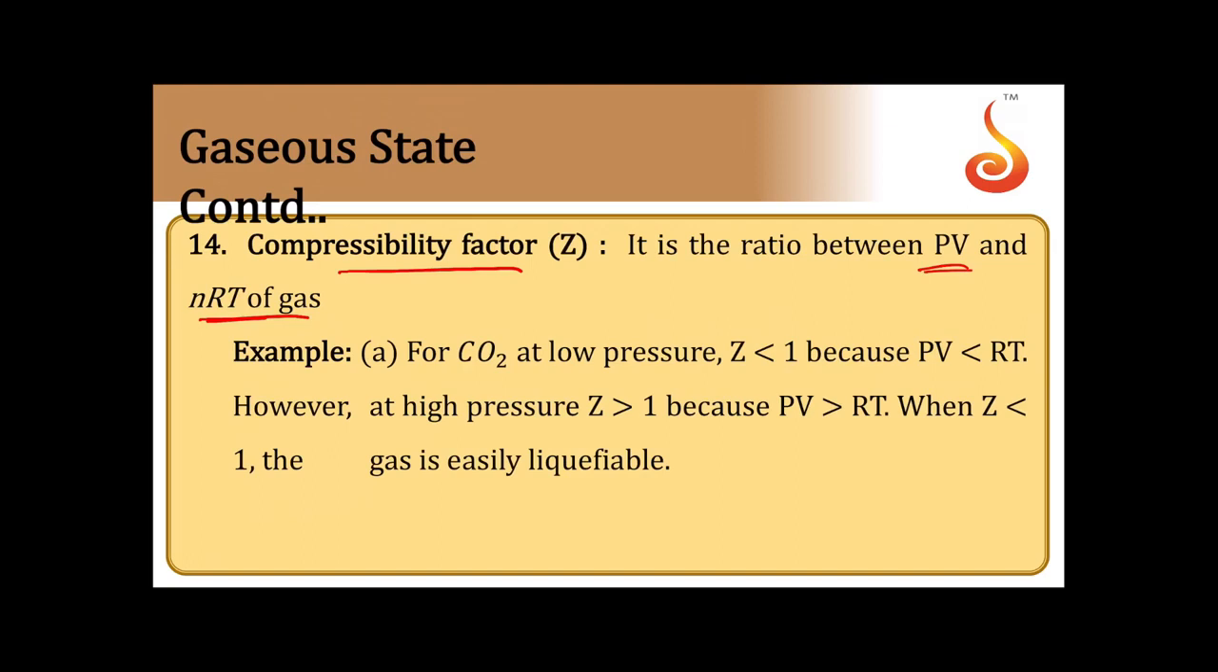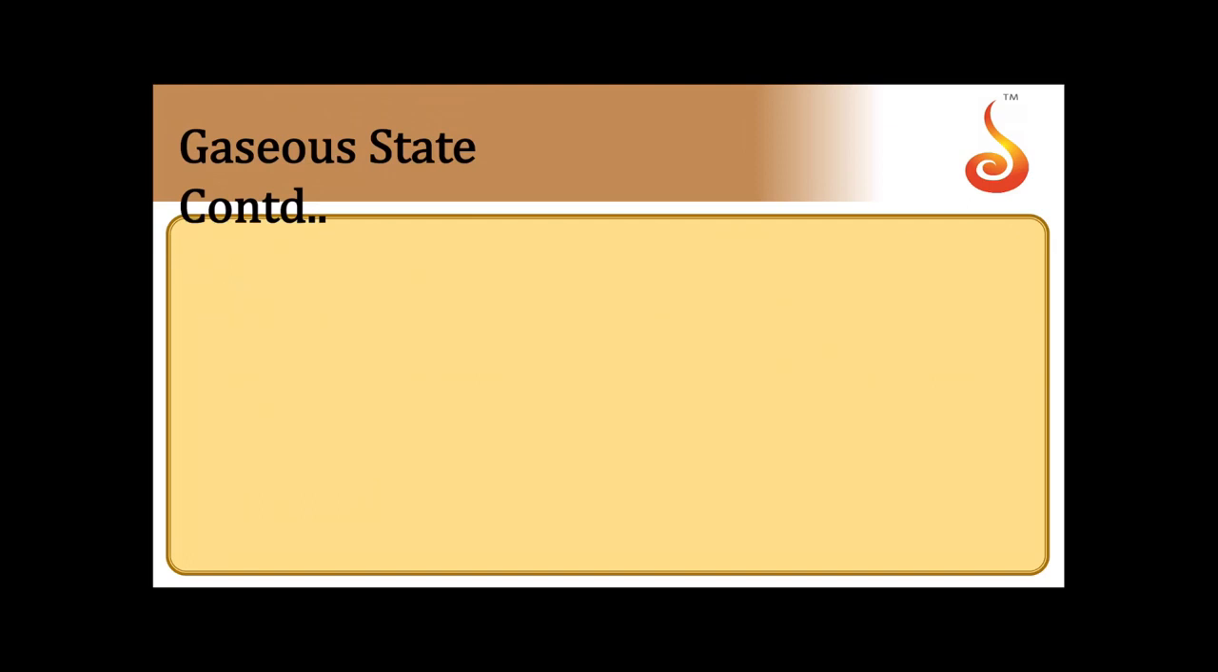Let us try to understand the ratio between PV and nRT through an example. Now, when you take the value of Z, which is equal to PV, say for 1 mole of a gas, it will be equal to PV by RT. So, for a given gas, at a given temperature and pressure, for an ideal gas, we expect a certain volume. At a given temperature and pressure, an ideal gas will have a certain volume.